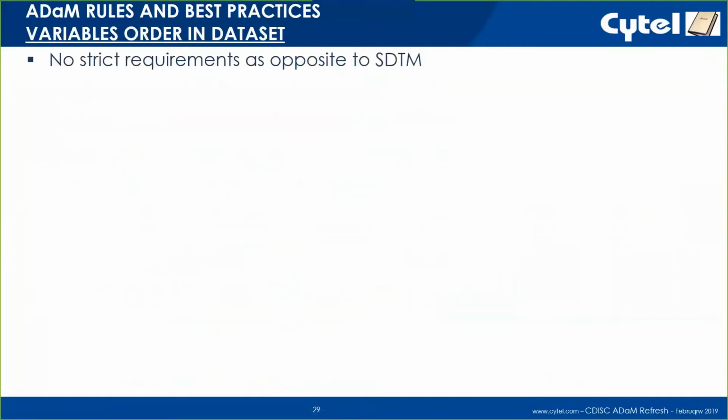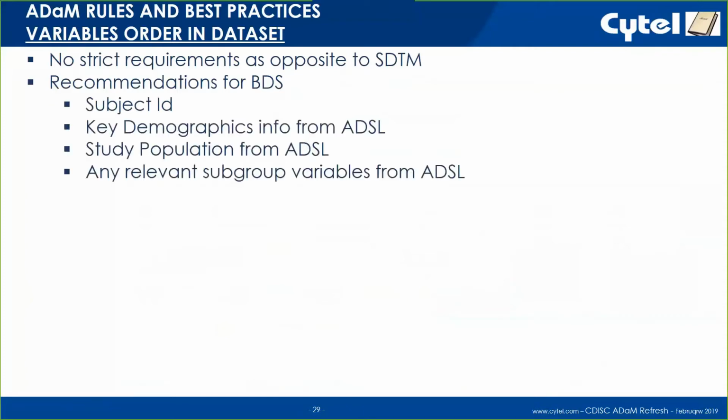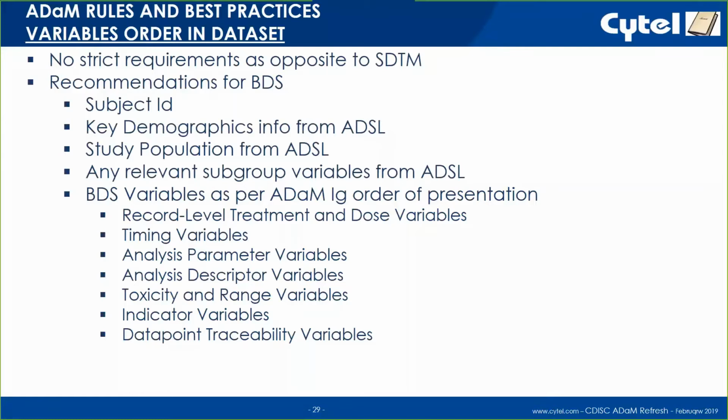Then, there are no strict requirements related to variable order in the dataset. So the way the variables appear in the dataset is not mandatory, as opposed to SDTM, where you have to respect a specific order: USUBJID should be the first variable, and so on. In ADaM, you don't have this restriction, but I can make some recommendations, because if you have a sparse order of the variables, then the dataset will maybe become difficult to read.